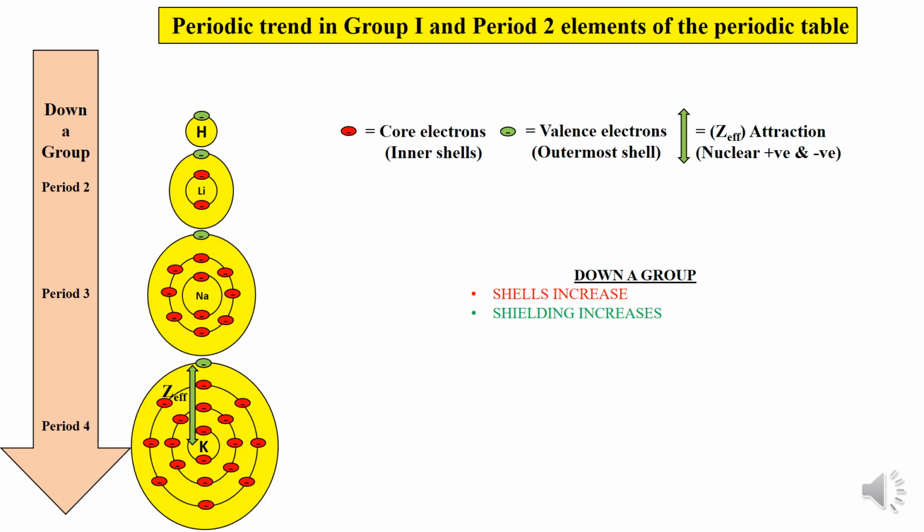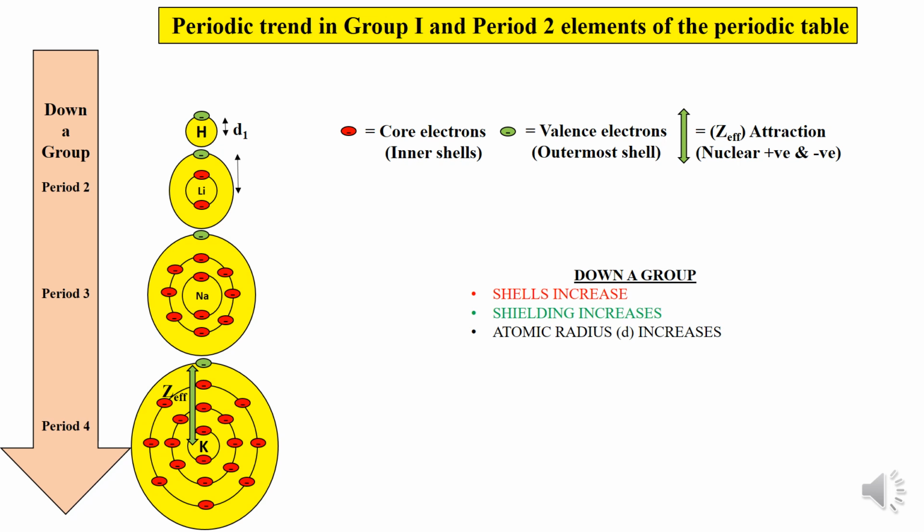Now I highlighted the core electrons in red, valence electrons in green, and the double-headed arrow highlighted in green refers to the effective nuclear charge. That is the attraction between the nuclear protons and the outermost negative electrons.